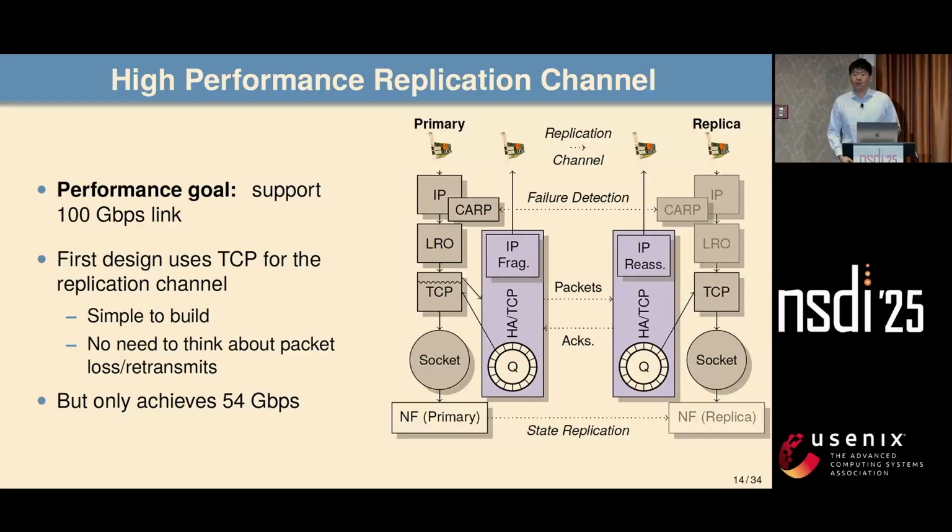HATCP's performance goal is to support a 100 gig link. In our first design, we used the TCP protocol for the replication channel. This is because it's relatively simple to build and it handles packet loss and packet retransmission. However, with our first design, we can only achieve 54 gigabit performance.